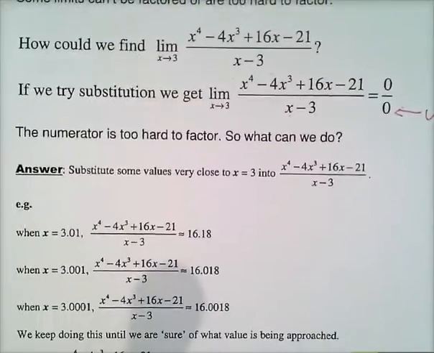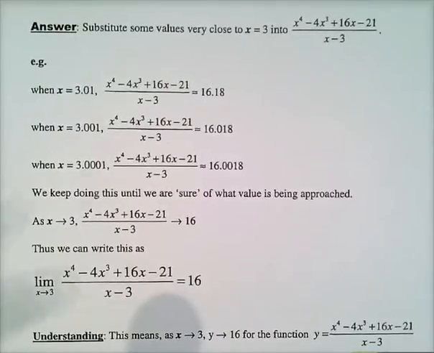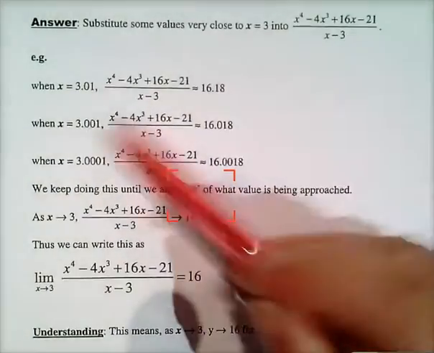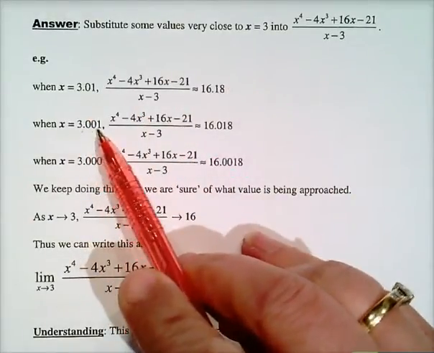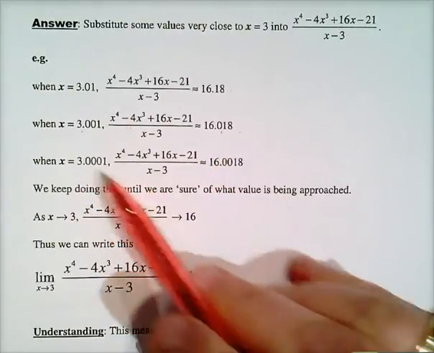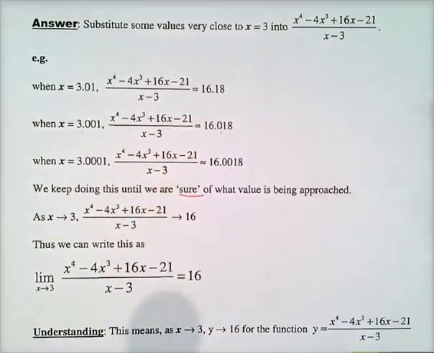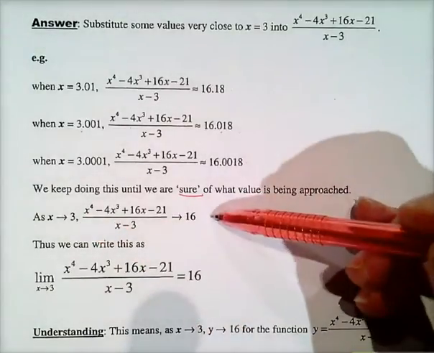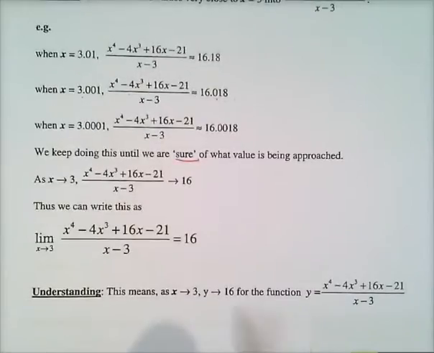So what we do is we don't want to factorize the numerator, so you can do what we were doing before, which is substituting some values of x very close to 3. Here they've tried 3.01 and got 16.18. Trying 3.001, you get 16.018. Trying 3.0001, we get 16.008. We feel quite confident that the value being approached is 16, and thus we can write the limit as x approaches 3 for this function is 16, meaning that as x approaches 3, y approaches 16 for this particular function here.